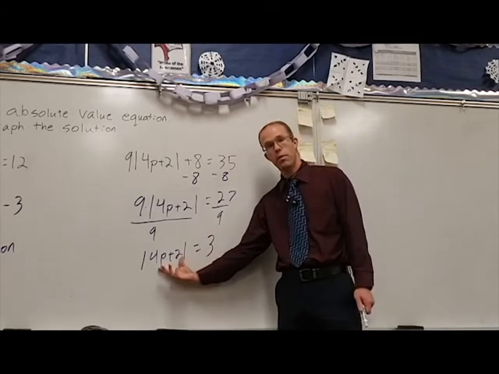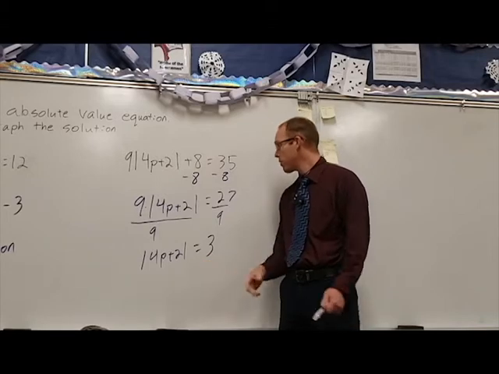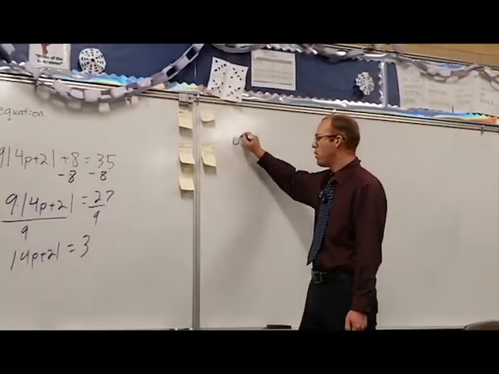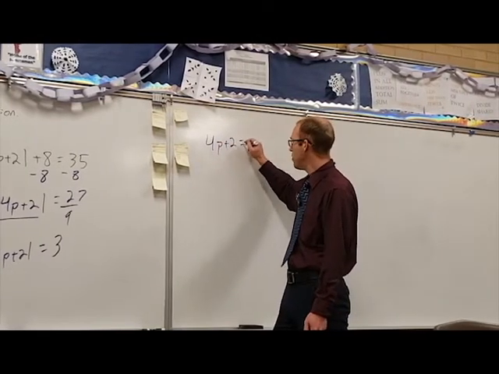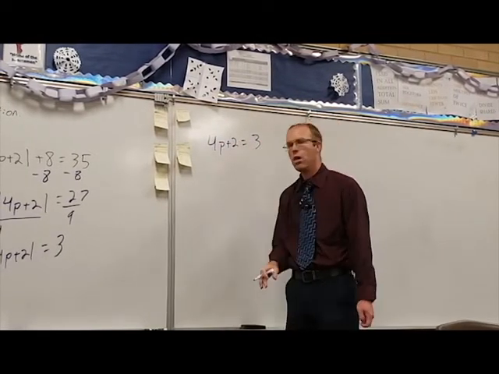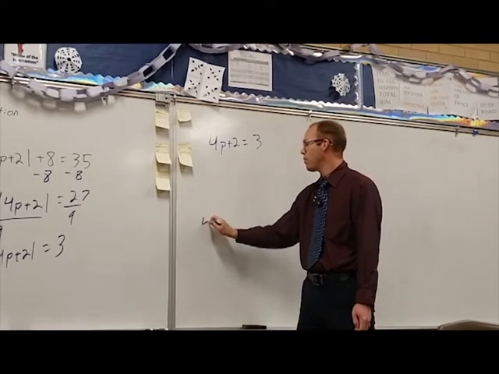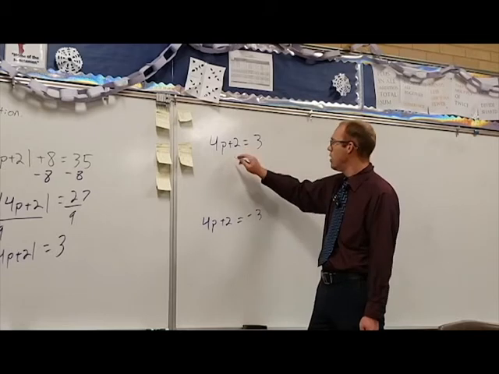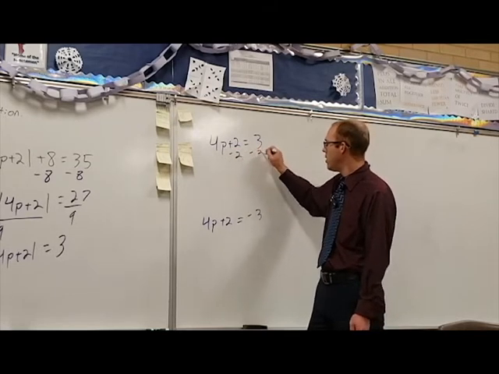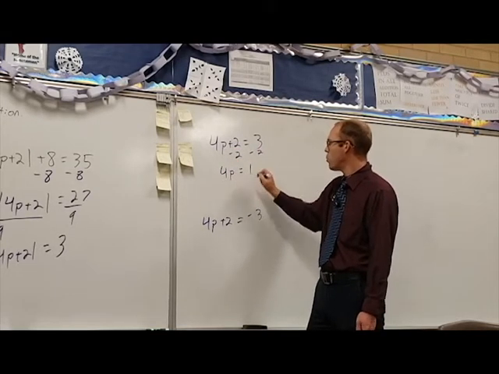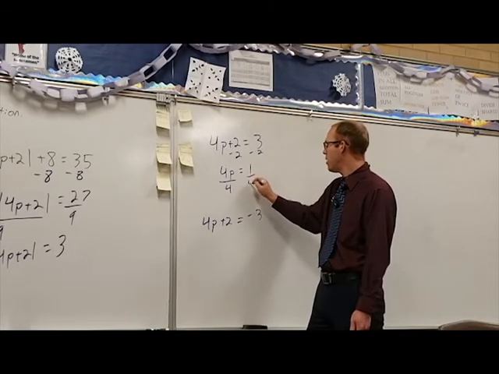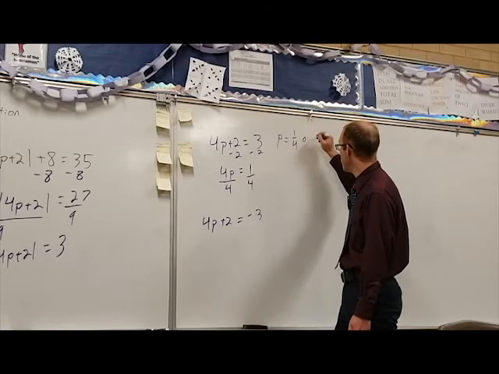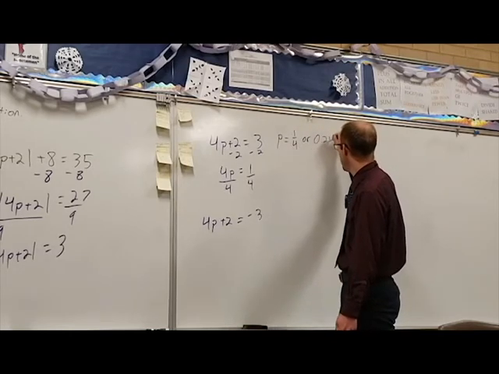Now this is going to work because absolute values can equal positive numbers. Let's set up our two equations. Those would be 4p plus 2 could be equal to +3. And our second option is 4p plus 2 could be equal to -3. Solve this by subtracting 2. We get 4p equals 1. Divide by 4, and we get p equals 1/4, or if you prefer decimals, you could write it as 0.25.